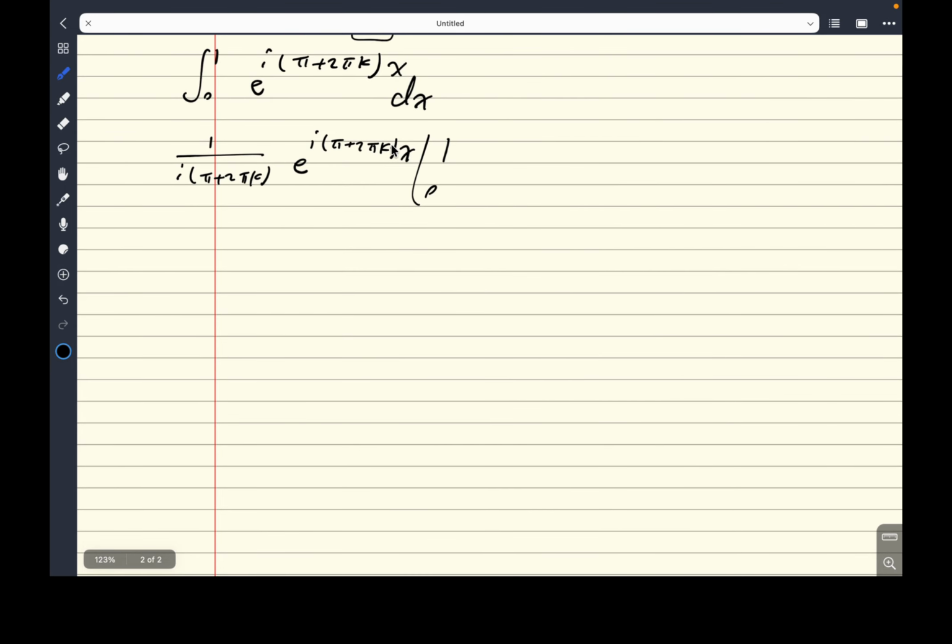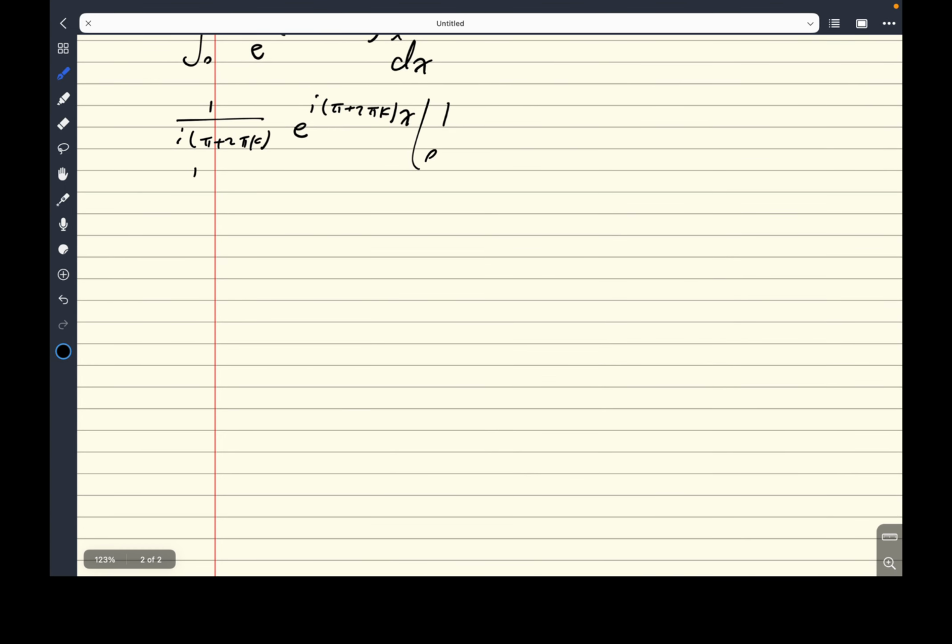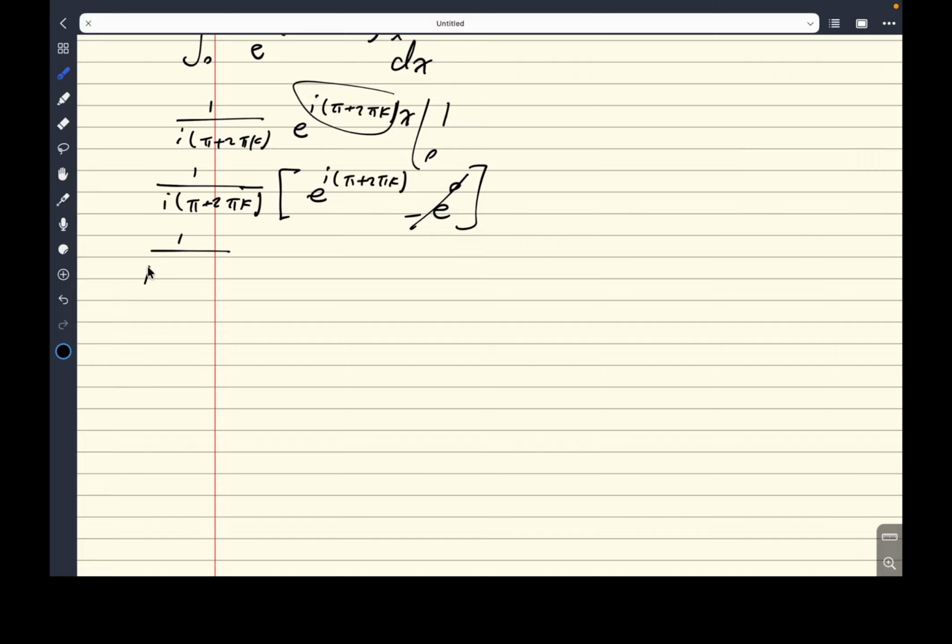So if I calculate this integral, the 1 over i times (pi plus 2 pi k) is going to stay here. And when I subtract e to the power of 0 from e to the power of 1 times this whole expression, I'm going to get e to the i times (pi plus 2 pi k) minus e to the power of 0, which is 1, all times 1 over i times (pi plus 2 pi k).